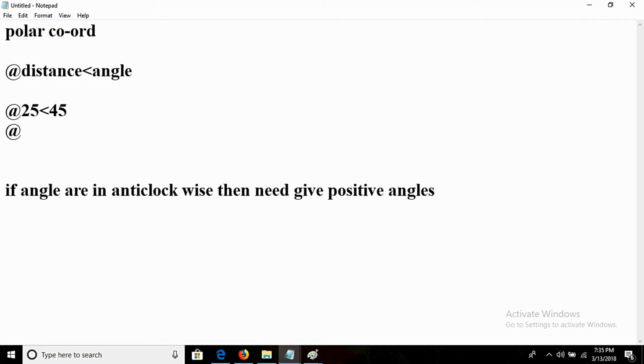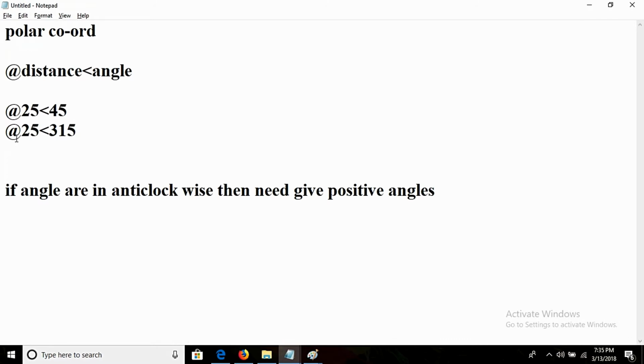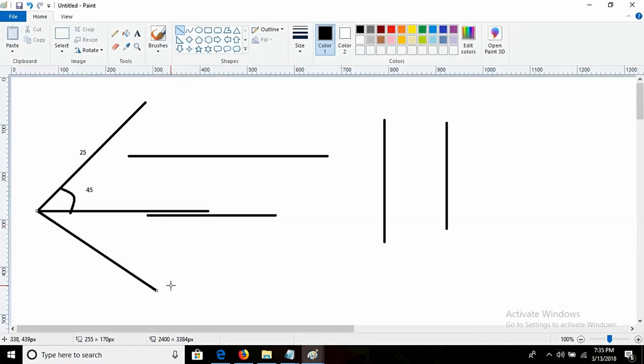If it is anti-clockwise, then for 25 at the rate of 315 we need to give. If you want to mention your positive angle, then we need to go this way. Here we can see this is the fourth quadrant. The total angle is 360 and the given angle is 45, so 360 minus 45 gives 315.